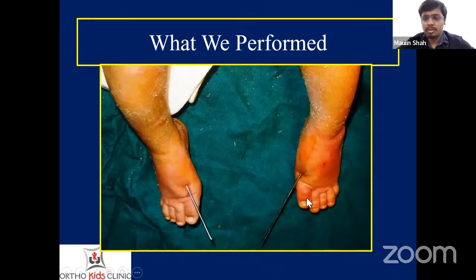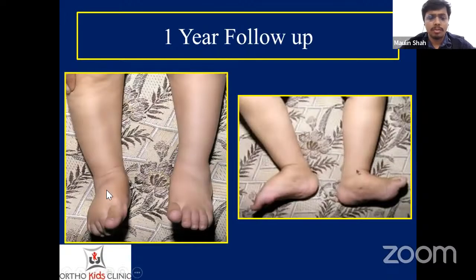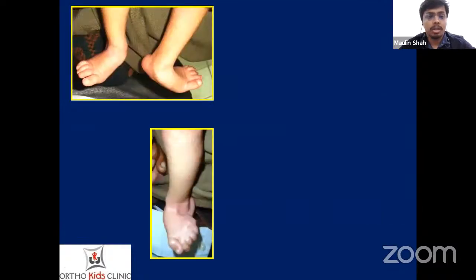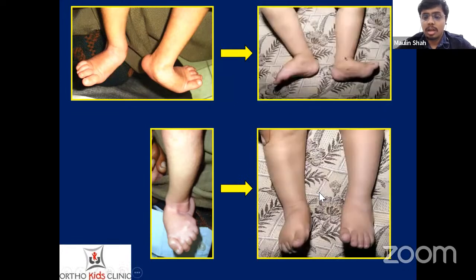So this is similar to what we performed. We performed the reverse Ponseti casting followed by talonavicular pinning. And this is what we had at 1 year follow-up. As we can see, the hind foot is no longer in valgus. The midfoot break that was visible in the previous picture is corrected well now, and the equinus has also been corrected well. So this is what we started with, and this is how we corrected the deformity.